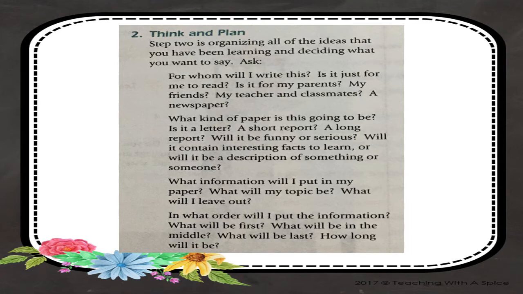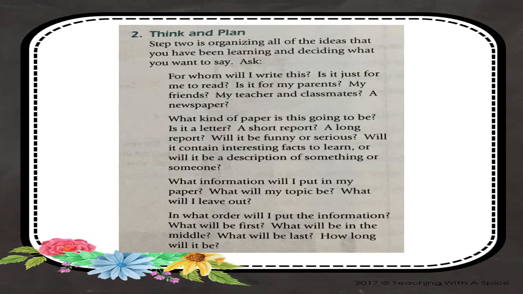And lastly, in what order will I put the information? What will be first? What will be in the middle? What will be last? How long will it be? Now, most of the time, you'll be told how long your book report, or whatever you're writing, needs to be. Sometimes you won't. You need to decide if you want something in chronological order, which means in order by time, or if you want it in a different order. And so that's all part of your thinking and planning process.